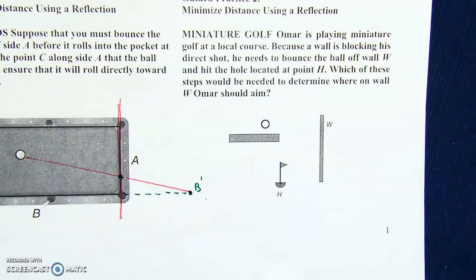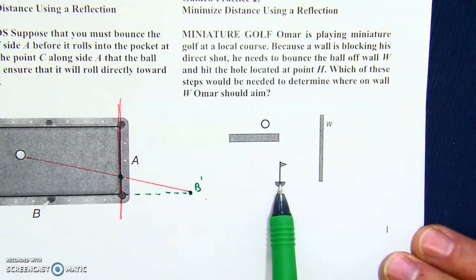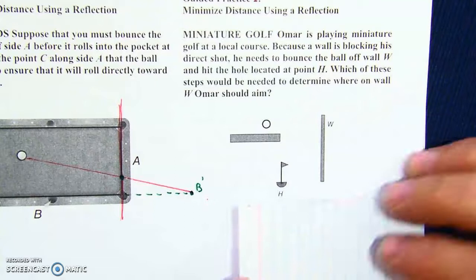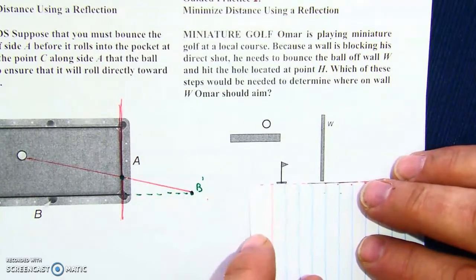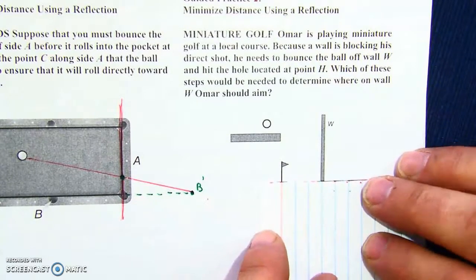He needs to bounce the ball off the wall W and hit the hole located at point H. Which of these steps would be needed to determine where on the wall W Omar should hit? So again, this is our end result. So again, we want to know the distance from the wall to the hole.